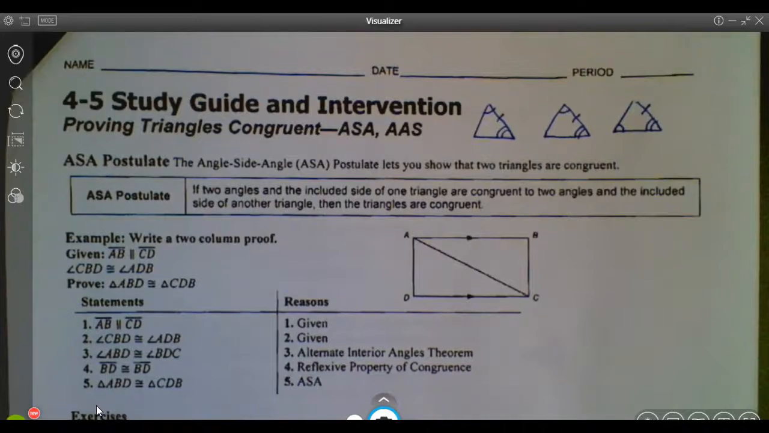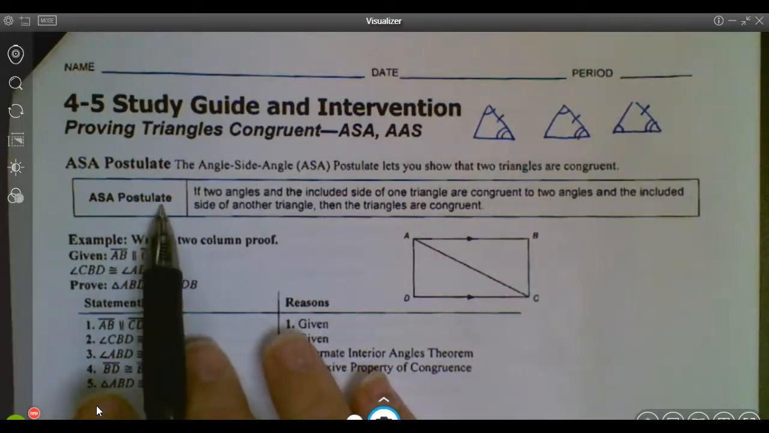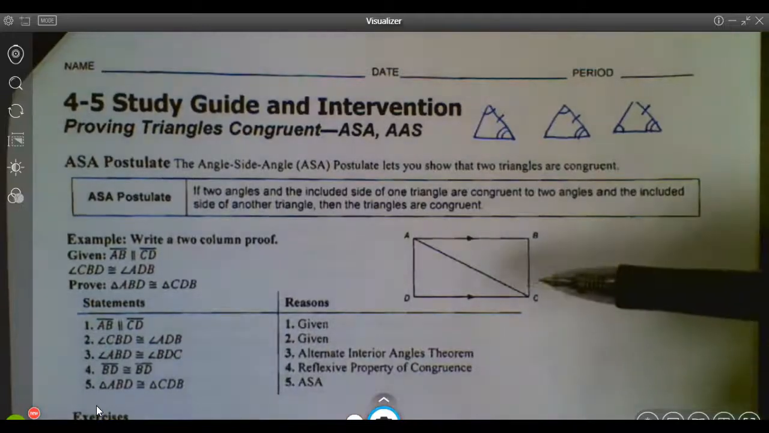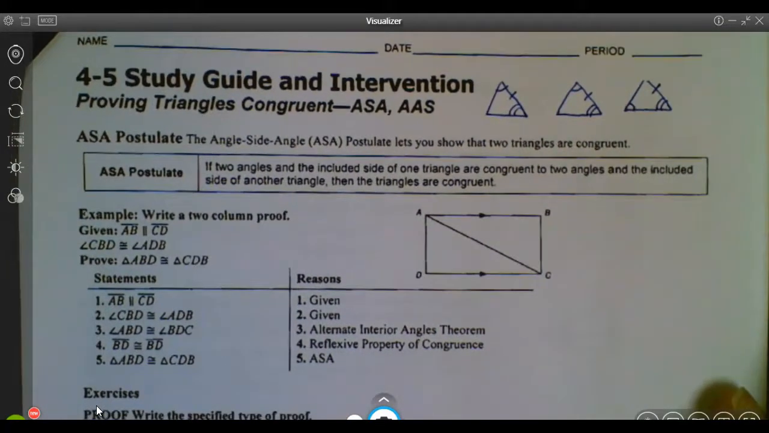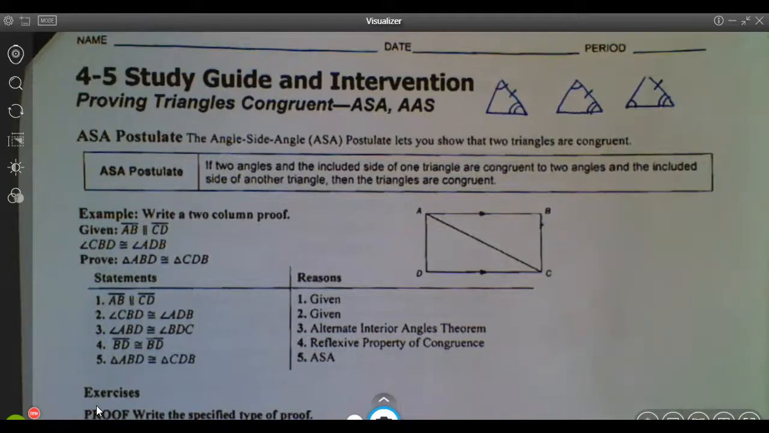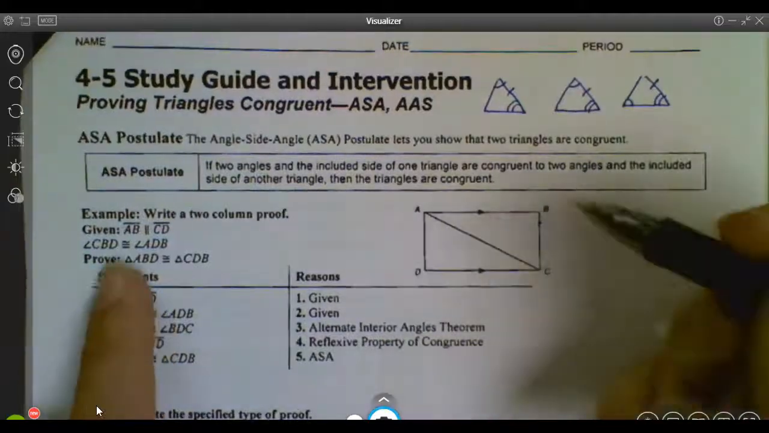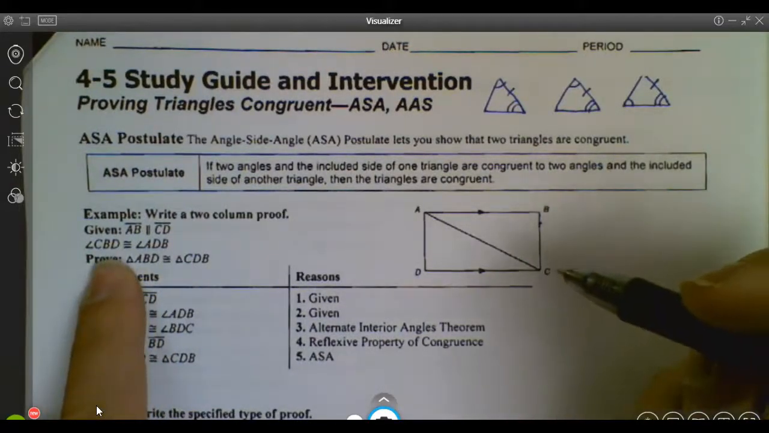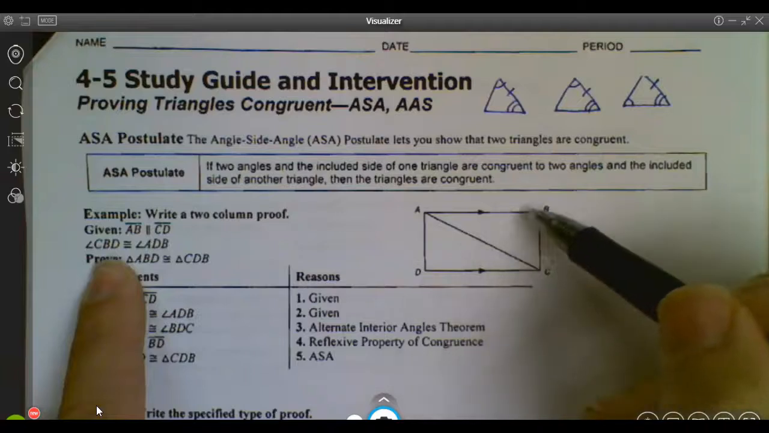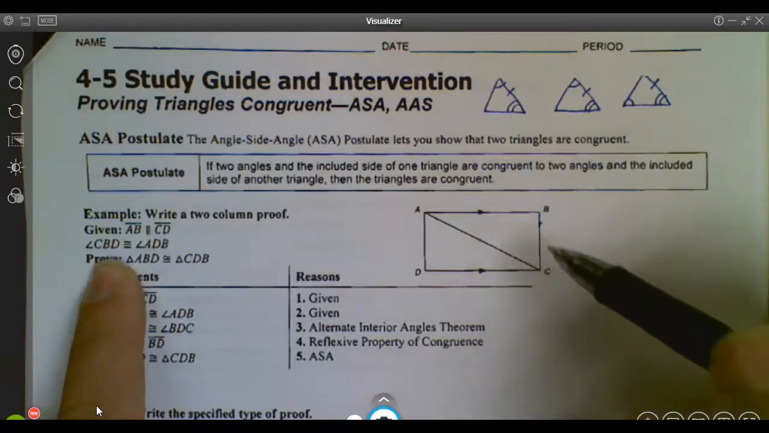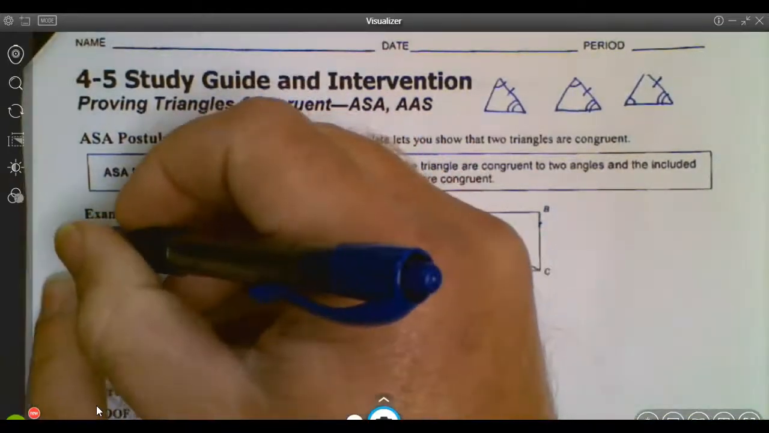So again, if you're writing your own notes, if you do not have this printed, you do need to write out this angle side angle postulate, as well as write out this proof that we're going to talk through right now. As I'm looking at their given information on this, it looks like they have a bit of a typo on here. So I do not agree with what they wrote here, because if you look at angle CBD, so CBD is not even an angle in this triangle. So their given information was not written correctly.